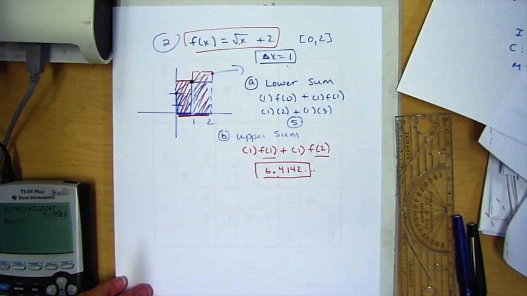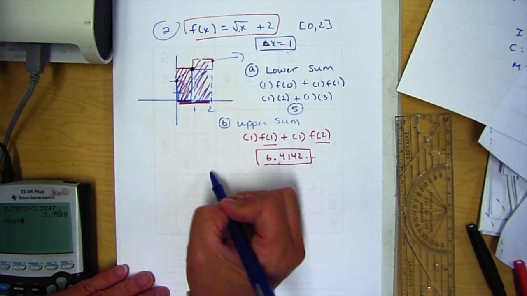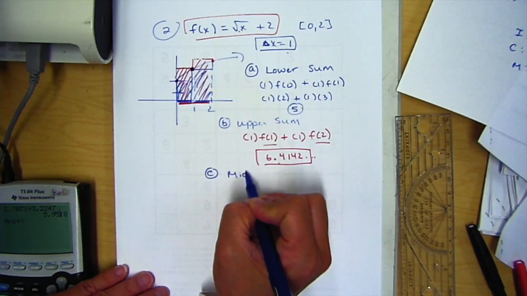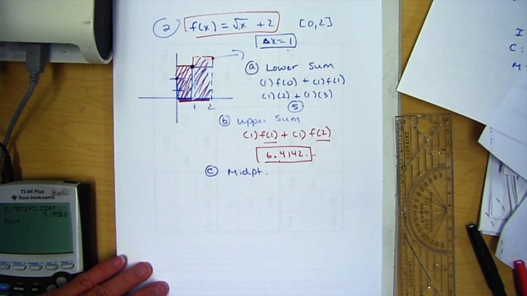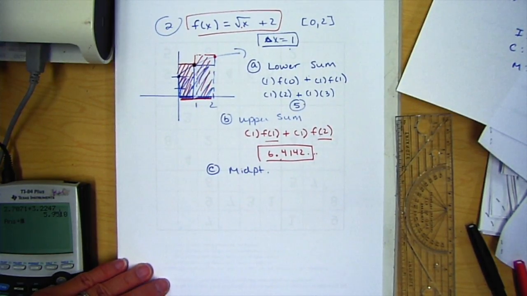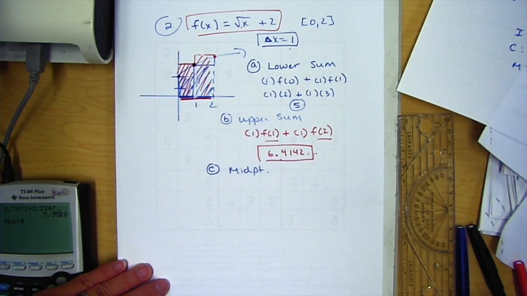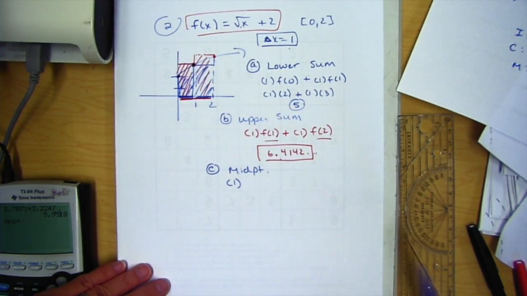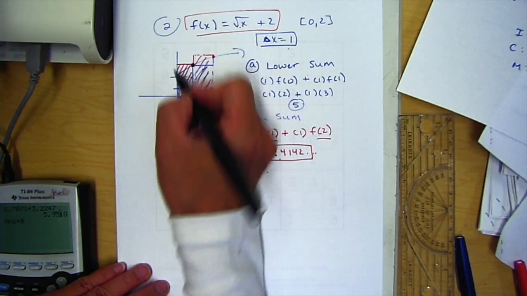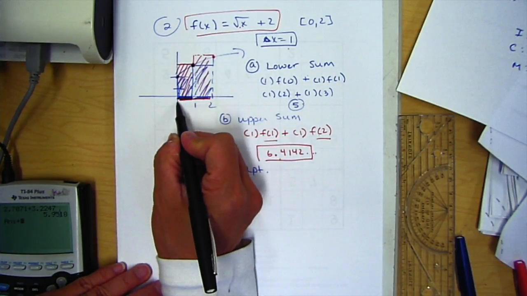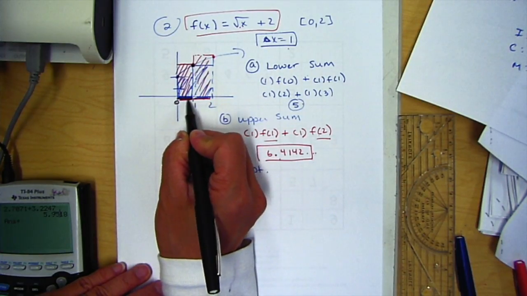Okay? We're going to do one last rectangle with this one. We're going to do what's called a midpoint. And exactly like it sounds, we're going to use a rectangle that's exactly in the middle of the curve. So the width of the rectangle is still going to be the same here. I'm still going to use 1, but this time my height, instead of using 0 or 1, I'm going to hit in the middle, which is 1/2.